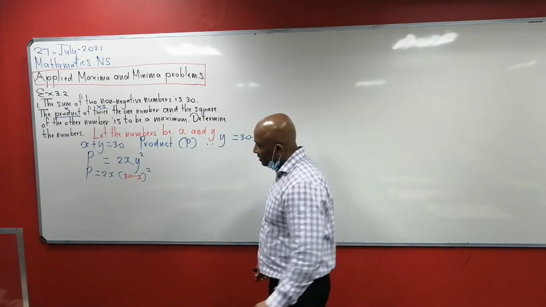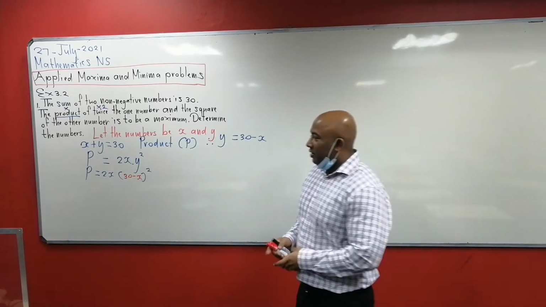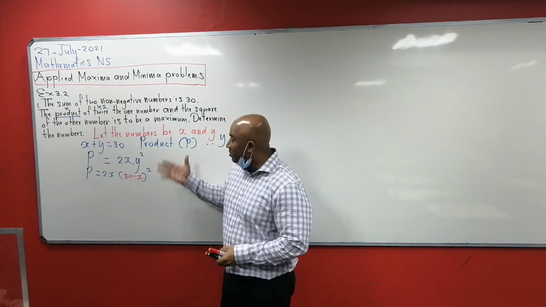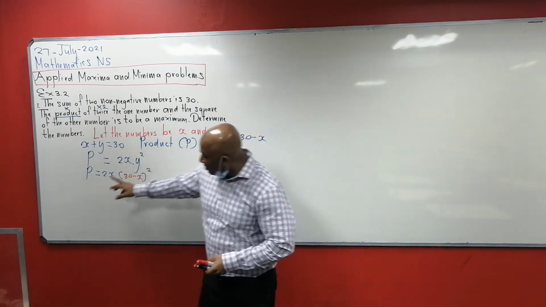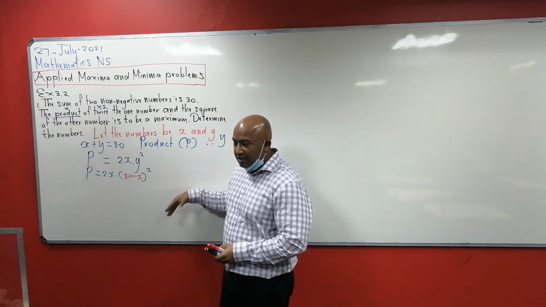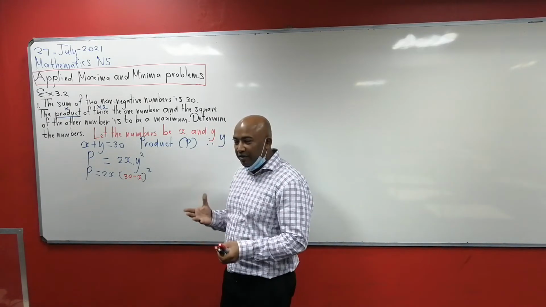Now we need to find the maximum product. So I have P with respect to x. I can find dP over dx and make it equal to 0. Now you have a choice.